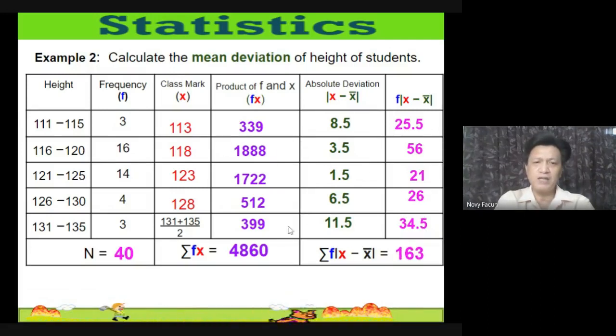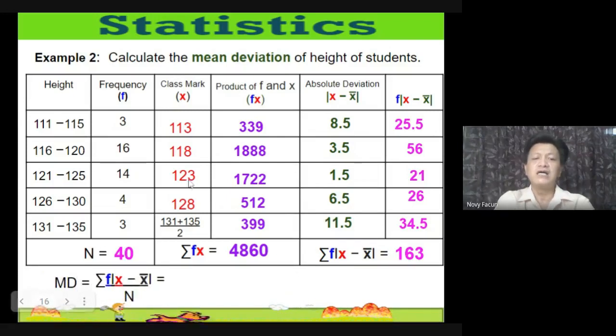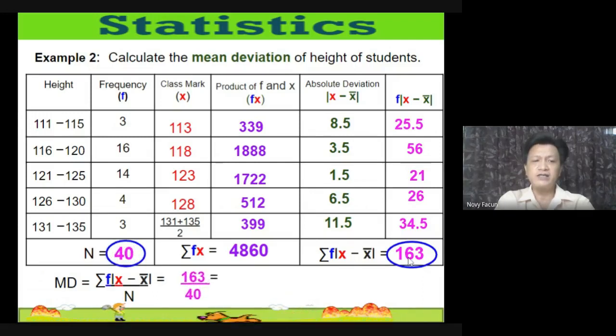With that, kapag nakompleto na natin, ano ba yung kailangan natin? So kailangan alam natin sa mean deviation, we only have to substitute the summation of the product of the frequency and the absolute deviation divided by the total frequency, which is the 163 tsaka yung 40. Kaya nga ang ating magiging mean deviation ngayon dyan, kapag dinivide natin yan, that is 4.08. Okay, naka-round off na siya into 2 decimal.